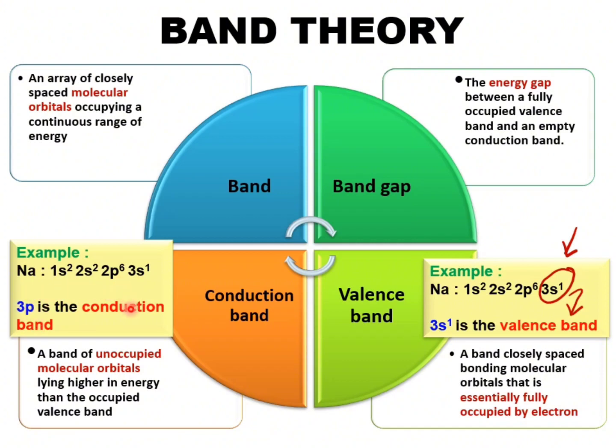Maksudnya orbital selepas valence orbital ataupun valence band tadi. So 3s1 tadi valence band. So selepas 3s kita tahu kita ada 3p. So 3p ni tiada elektron di dalam orbital ini. So ni yang dimaksudkan a band of unoccupied molecular orbitals which is higher in energy. Maksudnya energi dia lebih tinggi daripada valence band tadi. So tolong faham, conduction band ni adalah orbital yang kosong selepas valence band. Okay? Clear?